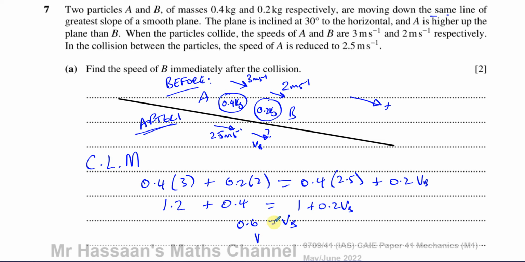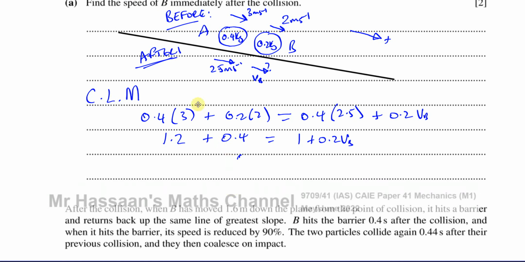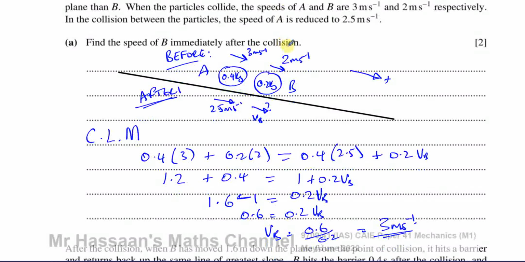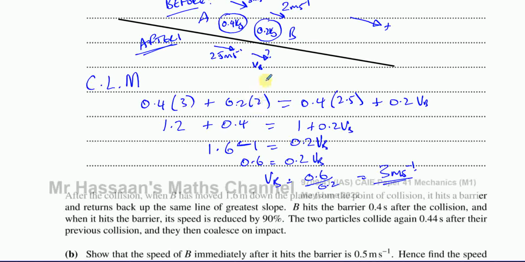Sorry, let me not rush here. Let's do it slowly. 1.6 minus 1 equals 0.2 times the velocity of B. That's 0.6 equals 0.2 times the velocity of B. So the velocity of B is equal to 0.6 divided by 0.2, which is 3 meters per second. That's the velocity of B immediately after the collision. As it's after the collision, B is going down at 3 meters per second.